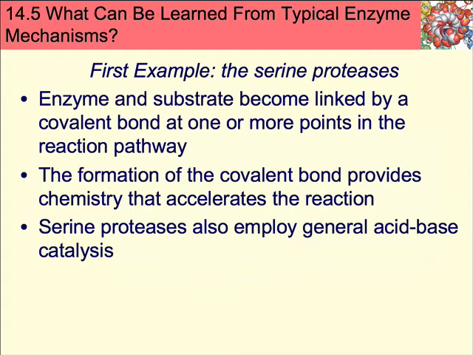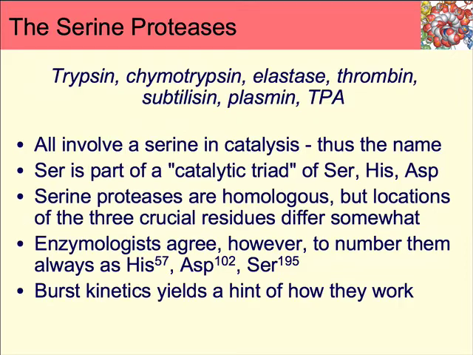And so we point out that the enzyme and the substrate become linked by a covalent bond at one or more points in the reaction pathway. And the formation of the covalent bond provides chemistry that accelerates the reaction. Serine proteases also employ general acid-base catalysis, so we're going to emphasize the point here that the serine proteases use both covalent catalysis and general acid-base catalysis in their mechanisms. And we'll talk about that more as we go along.